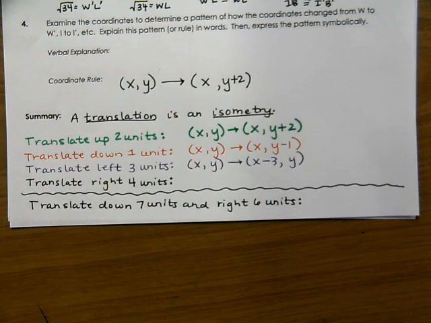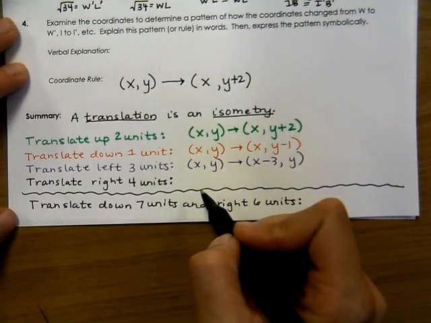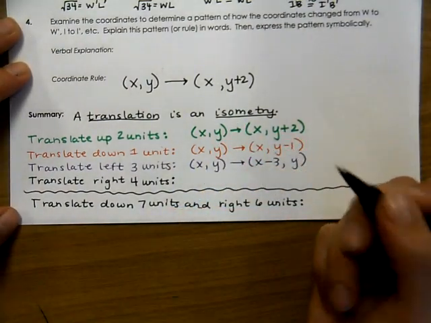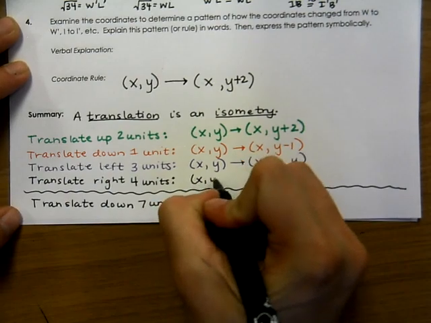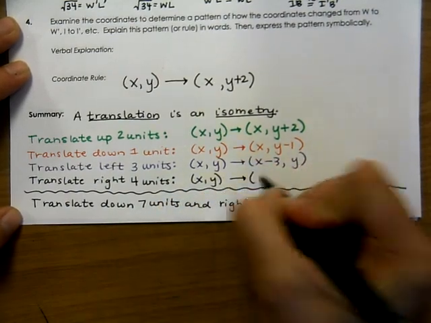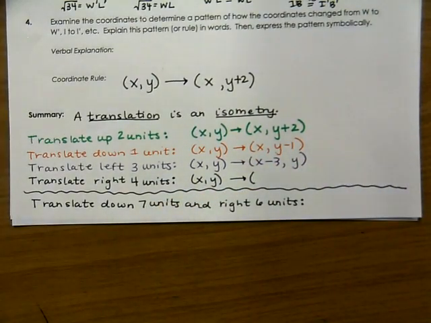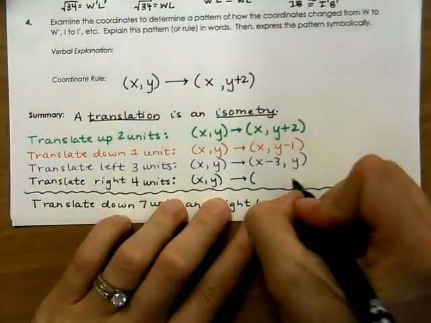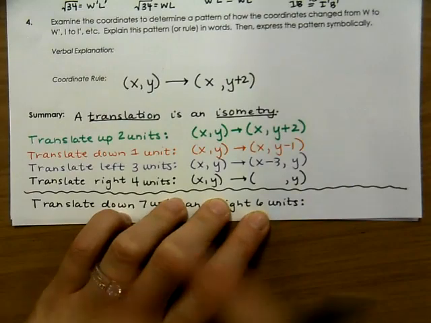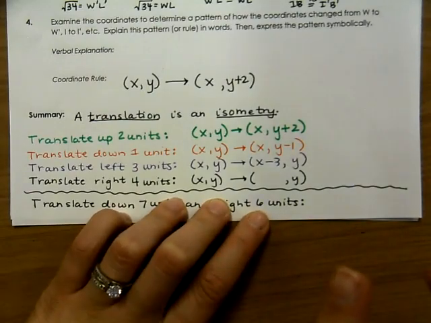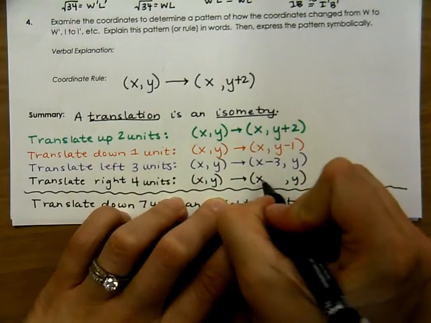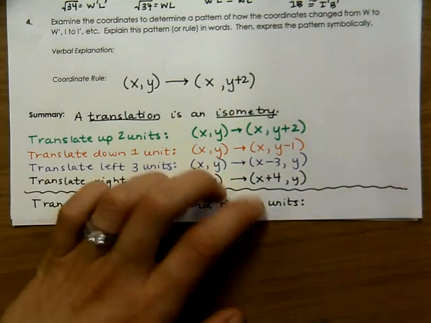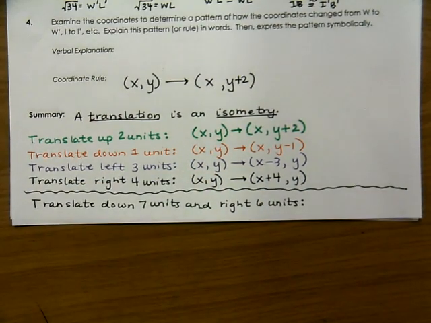And so now I want you to think through, well, what do you think the coordinate rule would be for translating right 4 units? Pause the video and then test your answer. In order to translate to the right 4, we're not translating up or down, so the y coordinate will remain the same. The x-coordinate will change. And to translate to the right 4, we'll have to increase that x-coordinate by 4. So that'd be x plus 4, comma, y.